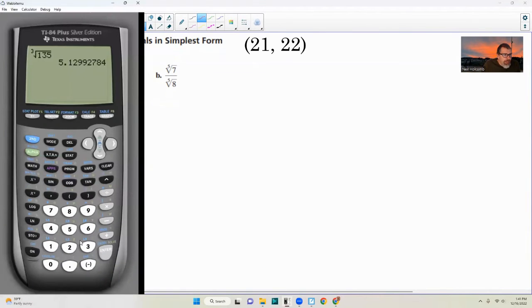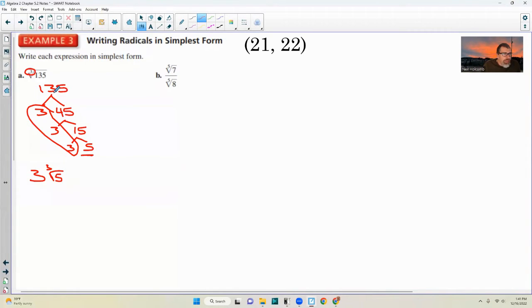So now I'm going to put that in. 3 times math, 4 for cube root, and I put 5 in the radical, and I hit enter. 5.1299... They match. So that confirms that this cube root of 135 is equal to 3 times the cube root of 5.